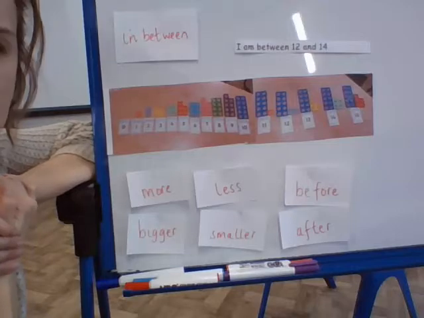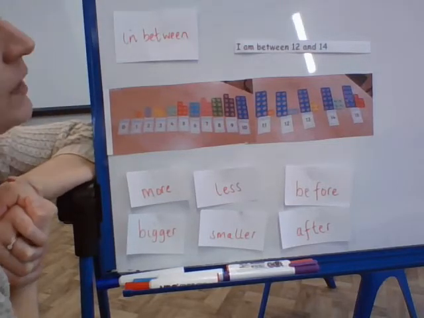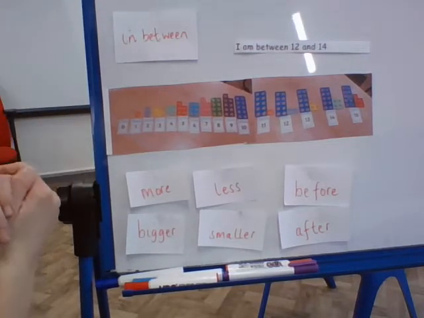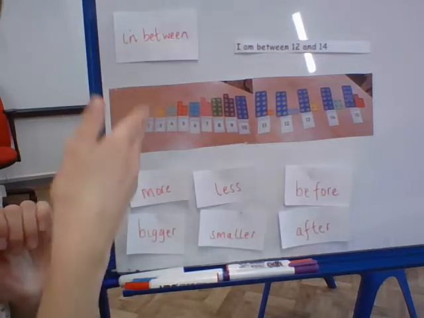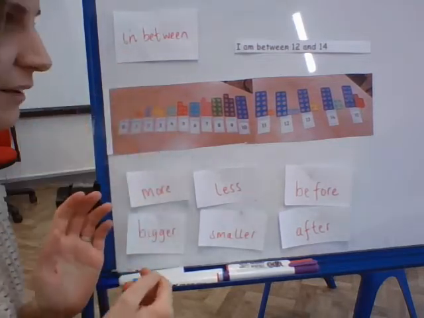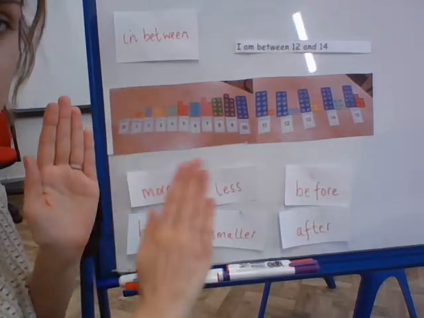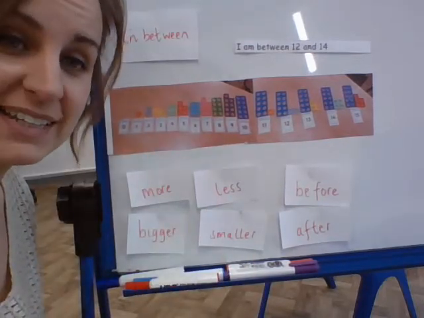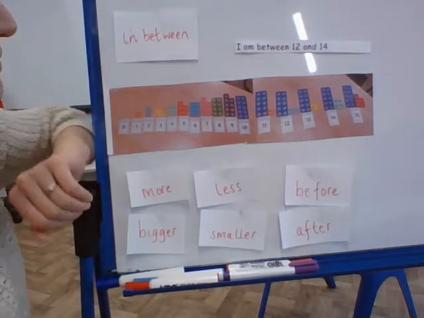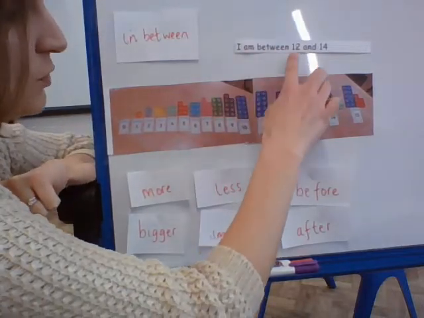So this question's a bit different because I've got two numbers in my question. And I need two numbers because we're working out what number is in the middle. We've got 12 and then 14. And the number we need to work out is the one in the middle, in between the two. A bit like when we were doing our hiding games last week. So I am in between 12 and 14.